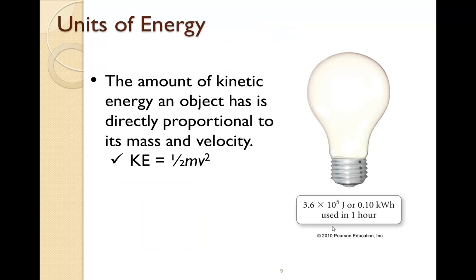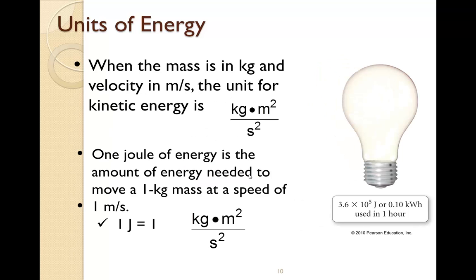Let's take a minute to discuss the units of energy. As I said before, it's very closely related to physics. The amount of kinetic energy an object has is directly proportional to the mass, which is m, and the velocity, which is v. When the mass is in kilograms and the velocity is in meters per second, the units are kilograms meters per second squared. Let's take a look at that again. Kinetic energy is equal to 1/2 mass times velocity squared. The mass is in kilograms, the velocity is in meters per second, and we square them to get meters squared per second squared.